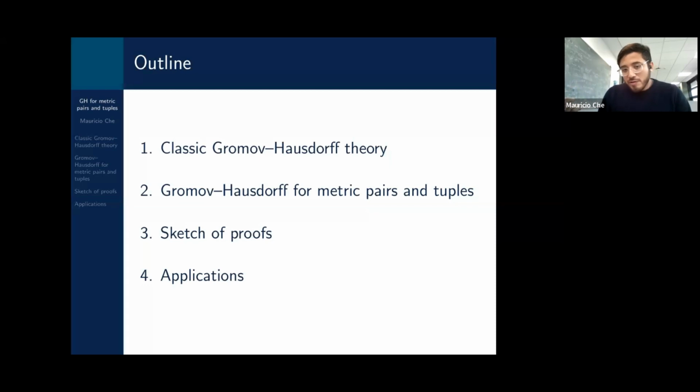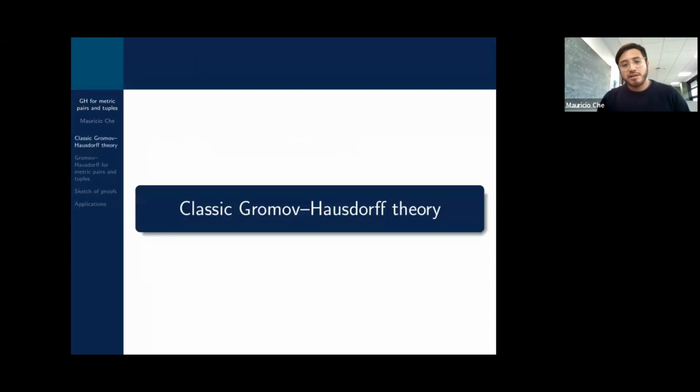I will focus on a particularly important theorem regarding Gromov-Hausdorff convergence, which is the Gromov precompactness or compactness theorem. It has been mentioned in previous talks, because we extended that result to this setting of metric pairs and metric tuples. I will sketch the proof of that and of other results that are useful to prove the precompactness theorem. And I will finish by mentioning some applications and some open questions that we might tackle in the future.